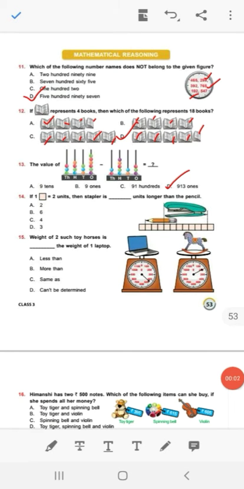Now pass to the question number 14. If one small square equals 2 units, then the stapler is dash units longer than the pencil.